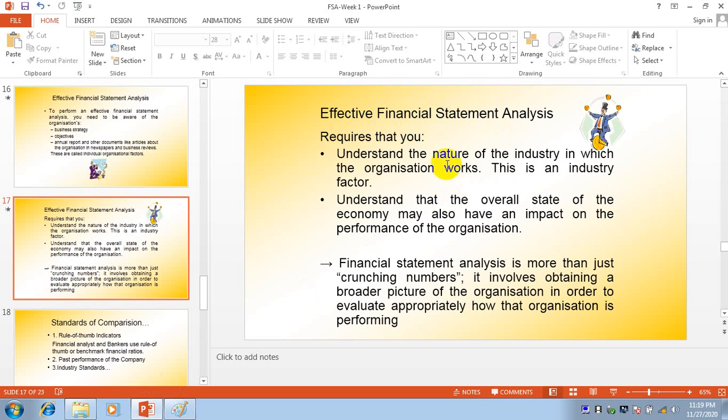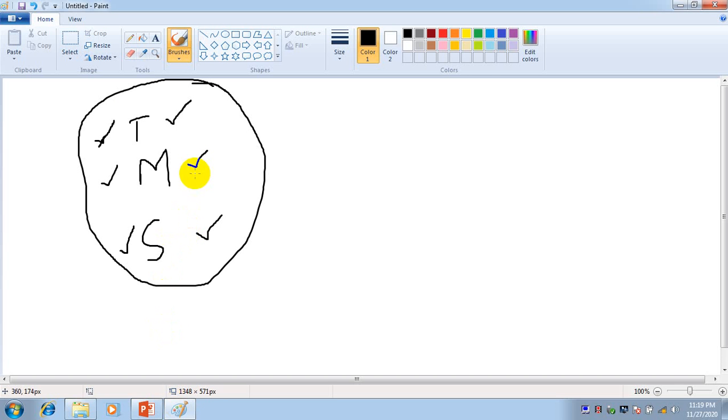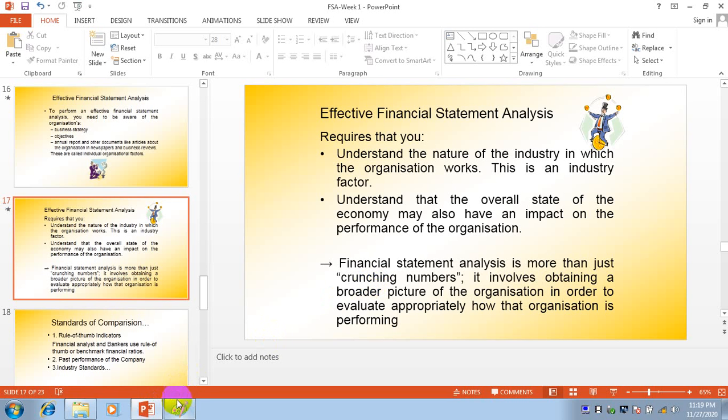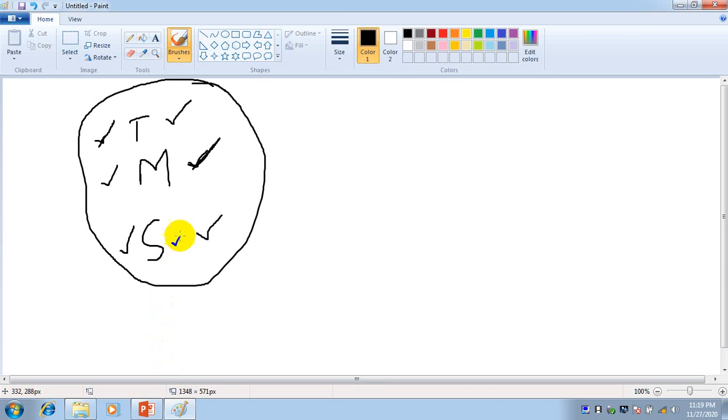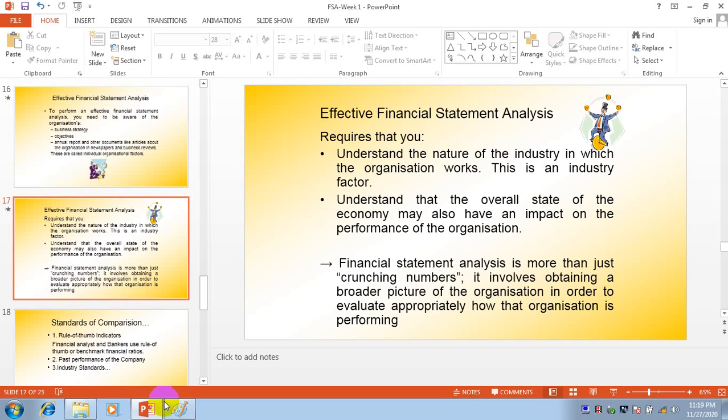Suppose our business is a cement factory. Cement relates to the manufacturing business, so we are working in the manufacturing industry. If it is a bank, then what is it? It is a service industry. So understanding the nature of the industry: what is the nature of the industry in which your organization is working? This is an industry factor. We call it the industry factor.